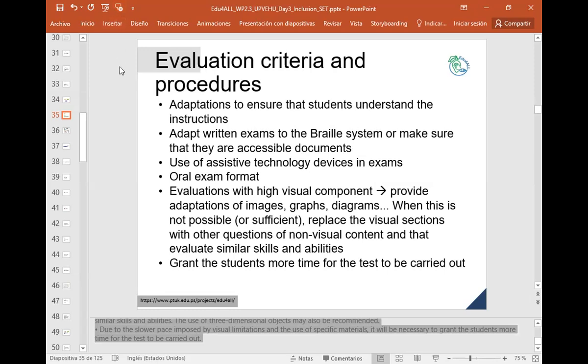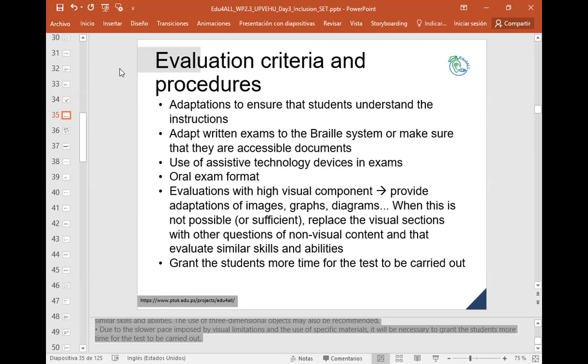In the evaluation of students with visual difficulties, use the necessary adaptations to ensure that they understand the instructions for the correct performance of the different tests. Adapt, with sufficient time, the written exams to the Braille system or make sure that they are accessible documents, taking into account different adaptations in their presentation: font, size, separation, contrast, enlargement of characters.